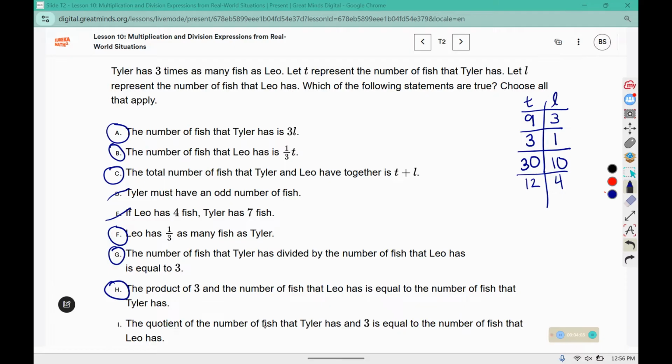The quotient of the number of fish that Tyler has and 3 is equal to the number that Leo has. So we'll take Tyler's, 12, and quotient means divide by 3, which gives us 4. 30 divided by 3 is 10, so that one is also correct.